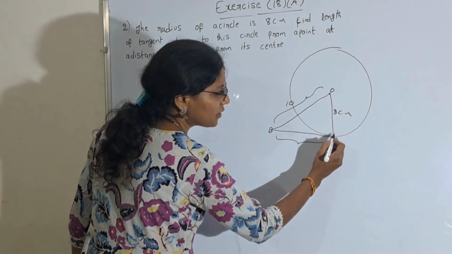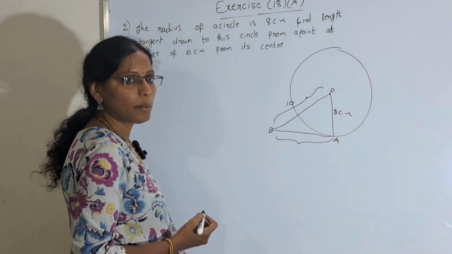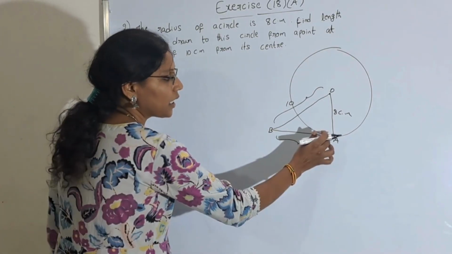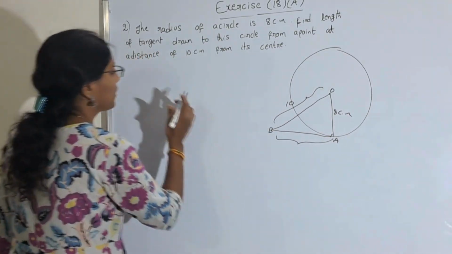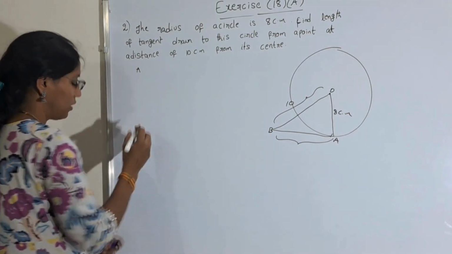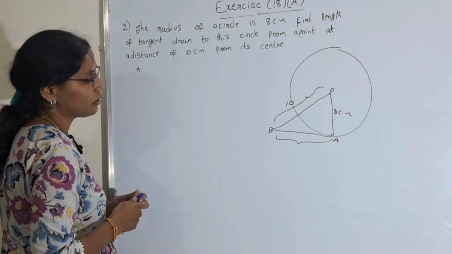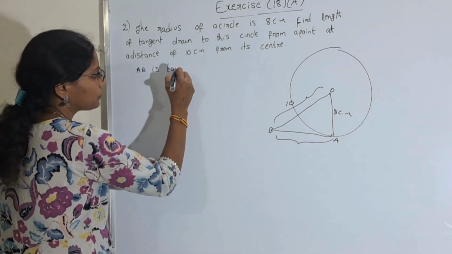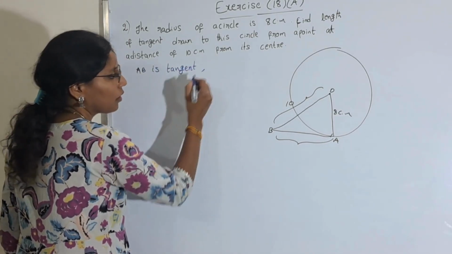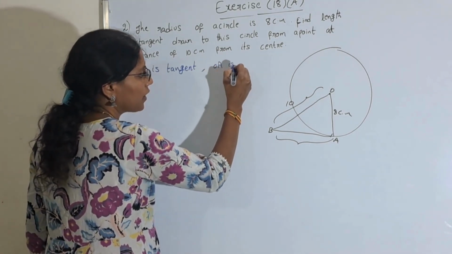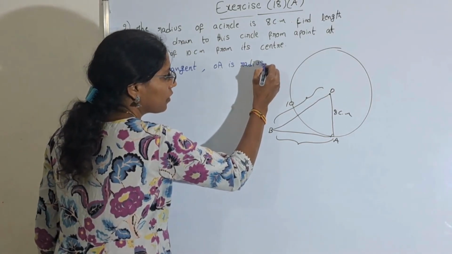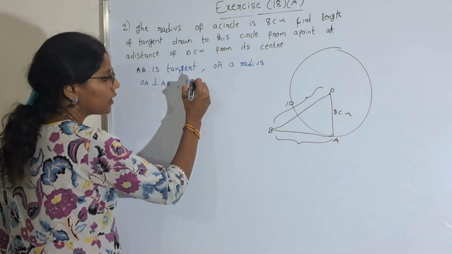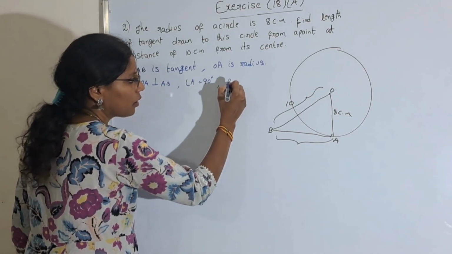Here AB is the tangent, OA is the radius. Both are perpendicular lines, so this is 90 degrees. 90 degrees means we can use the Pythagoras theorem. The side opposite the 90 degrees is the hypotenuse. Here AB is tangent, OA is radius, OA is perpendicular to AB. Angle A is equal to 90 degrees.